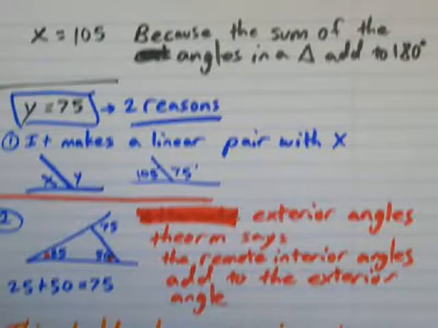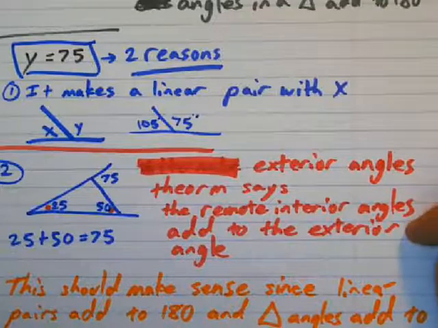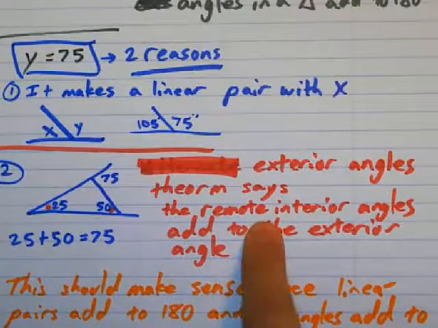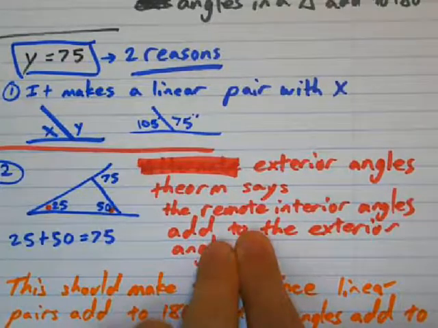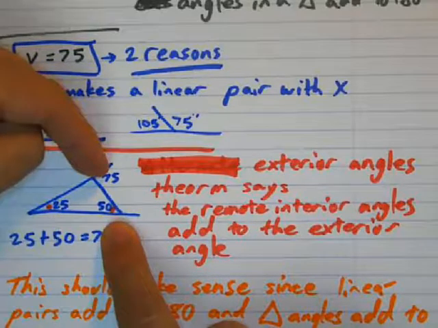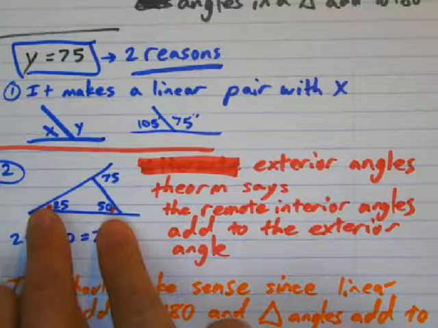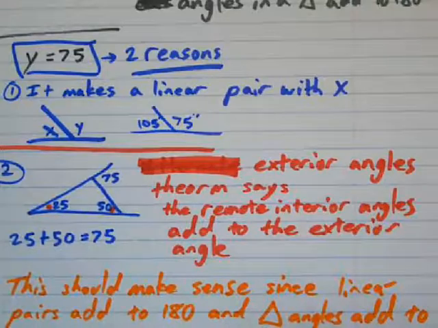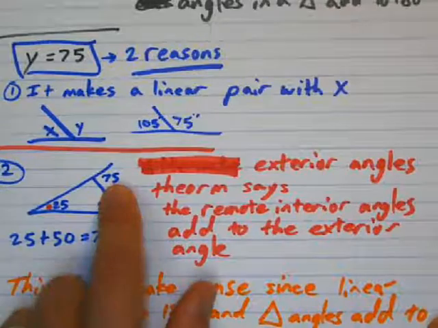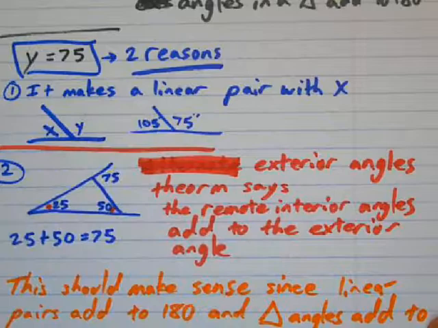Another thing we can say that we just learned is the exterior angle in a triangle should add up to the remote interior angles. So remote means far away. So angles 25 and 50 are far away from this exterior. So 25 and 50, these two remote angles are always going to add up to this exterior angle, no matter what your triangle looks like. And so if 25 plus 50 gives me 75, and we could also prove it using the linear pair idea.